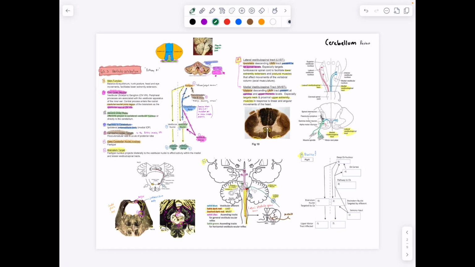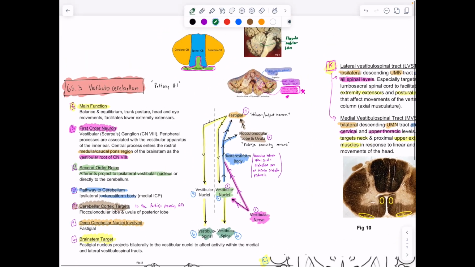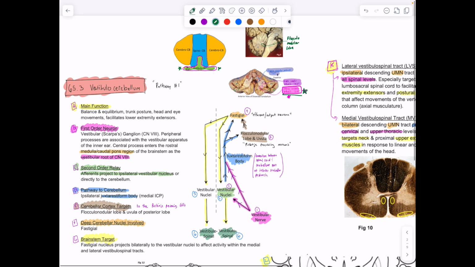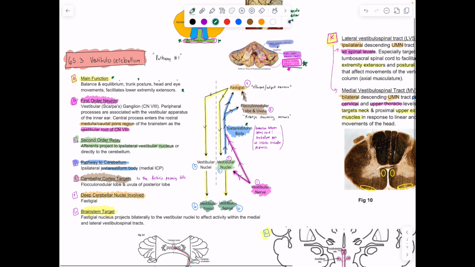All right, so then the first one is our friends, the vestibulocerebellum. So this is the balance one that we're familiar with. Again, functionally, it's this region, flocculonodular lobe, and the fastigial deep nuclei. Again, it's getting into the cerebellum via the inferior cerebellar peduncle, and specifically the juxtarestiform body. What is the function of the vestibulocerebellum? It's to maintain balance and equilibrium, trunk posture, head and eye movements, and then facilitate the lower extremity extensors. But you think balance overall.